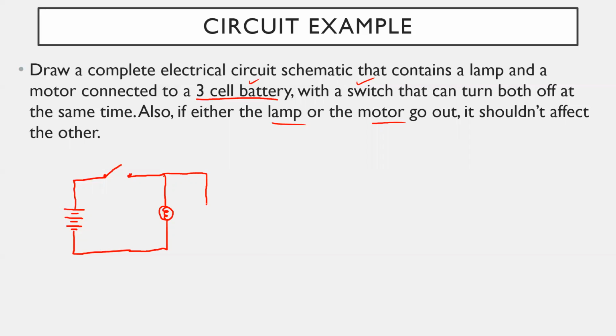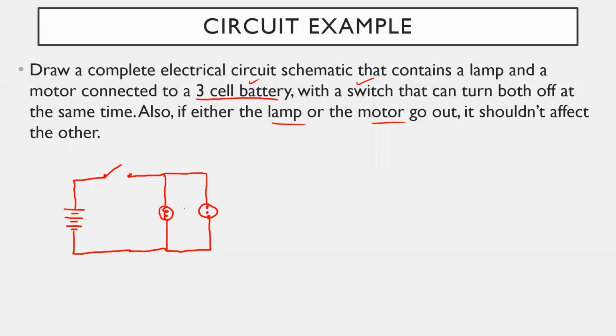Now motors are a little trickier to draw. It's another circle, but then there's a little dot in the middle, and a dot at the end. And that right there kind of tells us that that's a motor, okay? So right now, if I double check my work, I have my 3-cell battery right here. I have my switch right here. I have a lamp and I have a motor.